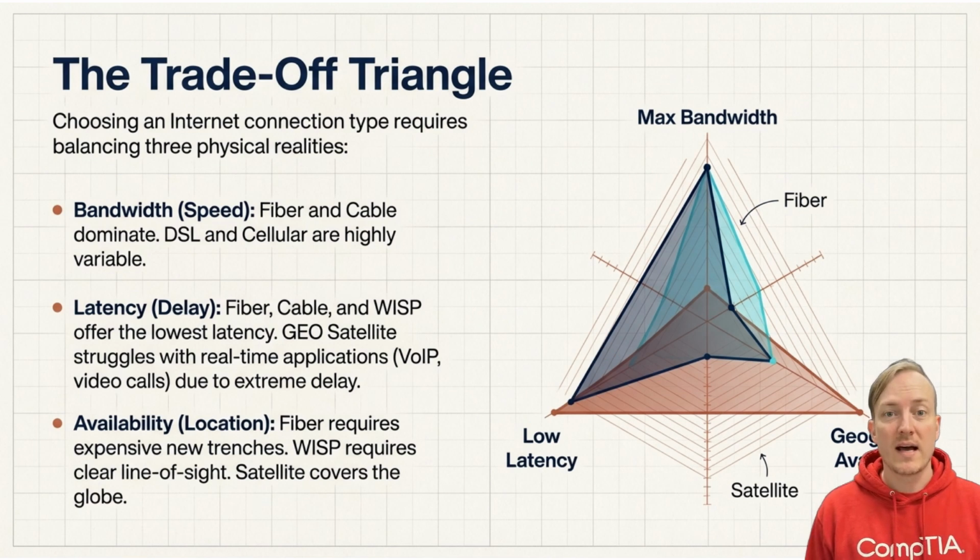Our final WAN technology is satellite. Traditional satellites sit in geosynchronous orbit, GEO, which provides great geographic availability, but suffers from incredibly high latency because the signal has to travel 22,000 miles out into space and back. Modern providers are shifting to low Earth orbit, LEO constellations, to drastically reduce that latency.